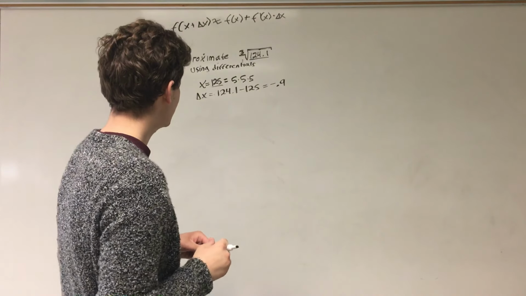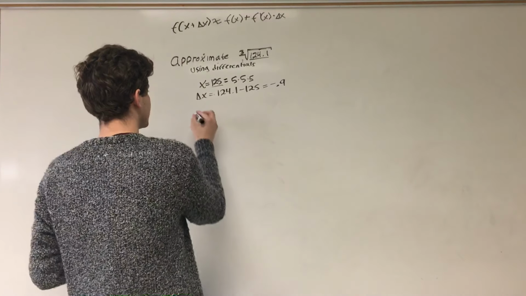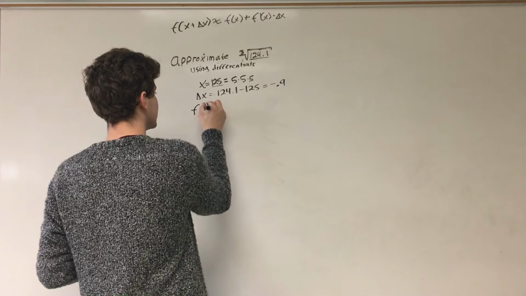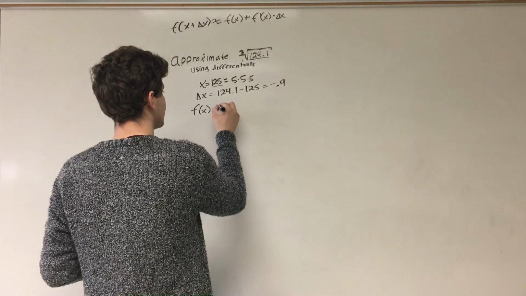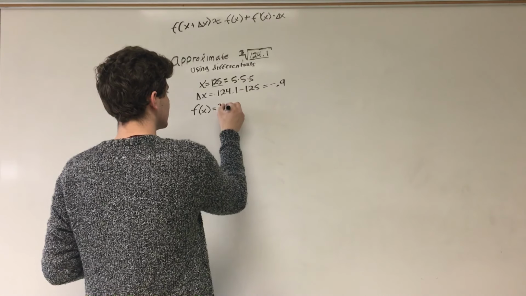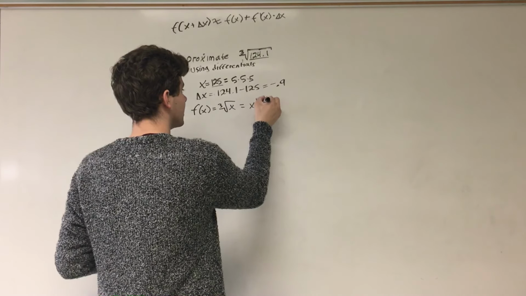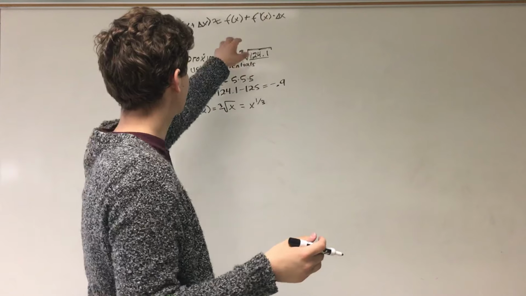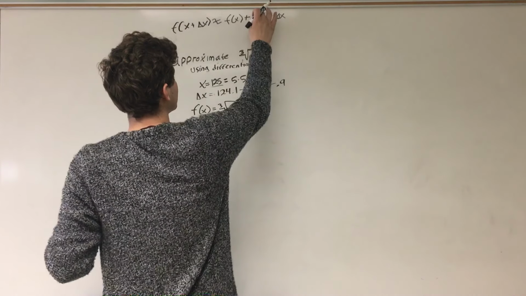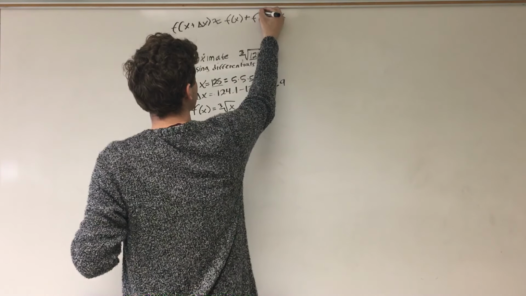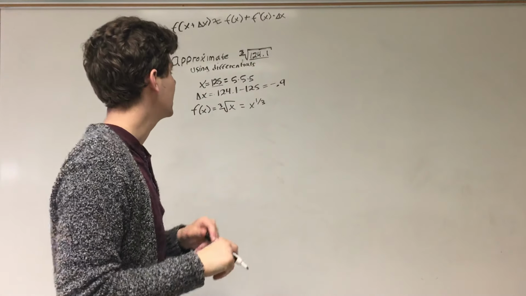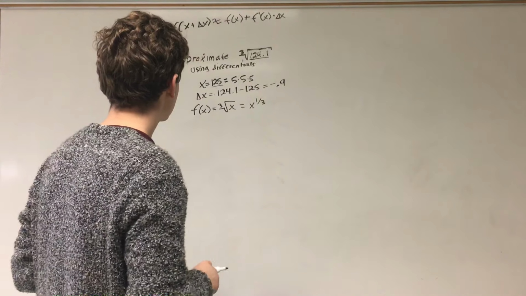0.9. And so our f function, we're going to say f of x equals the cubed root of x, which is also x to the 1/3 power. That'll be easier when we have to take our derivative to satisfy the derivative requirements up here. So let's go ahead and try to plug in our values.